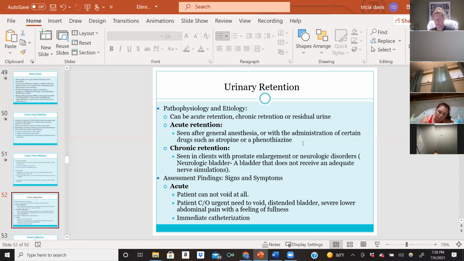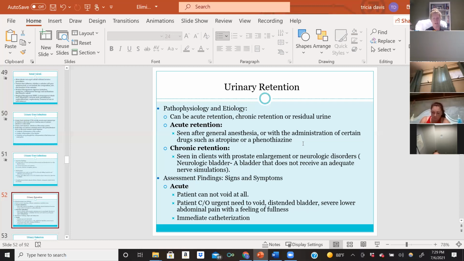Same thing with your women patients. If you're having them on a bedpan and they feel like they can't go, use gravity. Gravity is your friend. It will help stimulate and get everything moving. Try and get them up to the bedside commode. Even if they can't walk into the bathroom, get a bedside commode there and do that turn pivot. Patients may complain of an urgent need to void. They may have that distended bladder that we talked about. They can also complain of severe lower abdominal pain, and they'll say that they feel like their abdomen is just full, like they're going to explode.